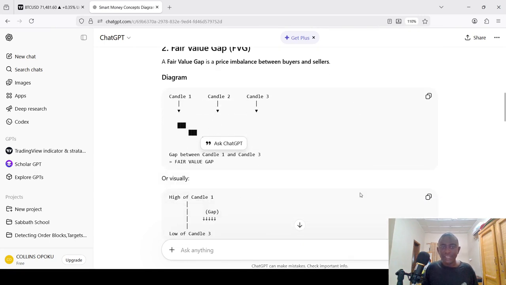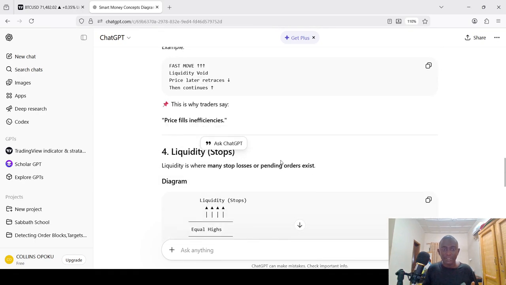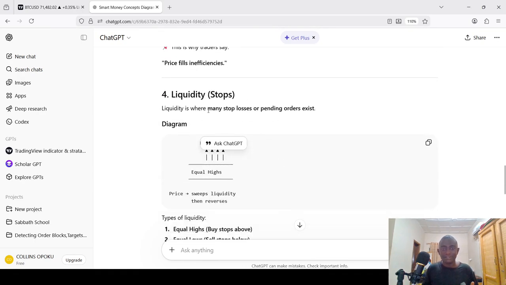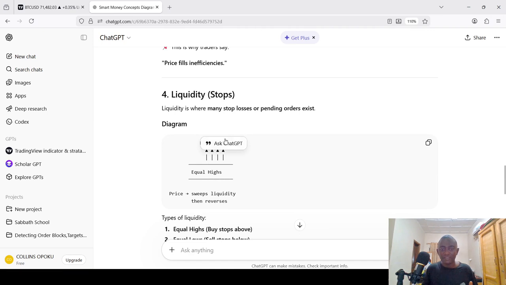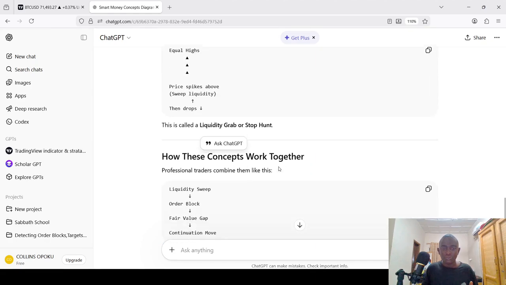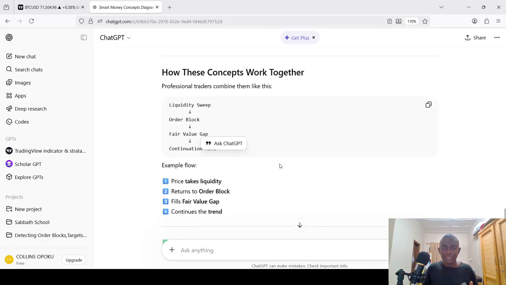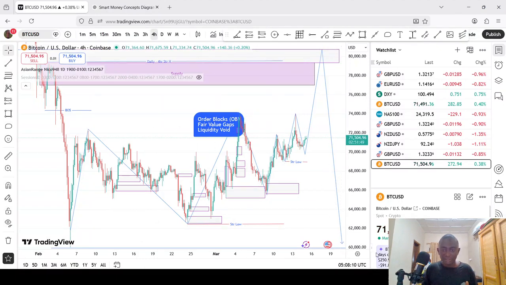And the fair value gap, as I explained, is a price imbalance between buyers and sellers. It has already been explained. Because there was an imbalance, the system wasn't fair to the other side, and price has to come all the way down to that place. The same thing, liquidity void. They've added liquidity, but that will be in my next video. We are going to tackle liquidity in my next video, and at least we are going to get all those in place.